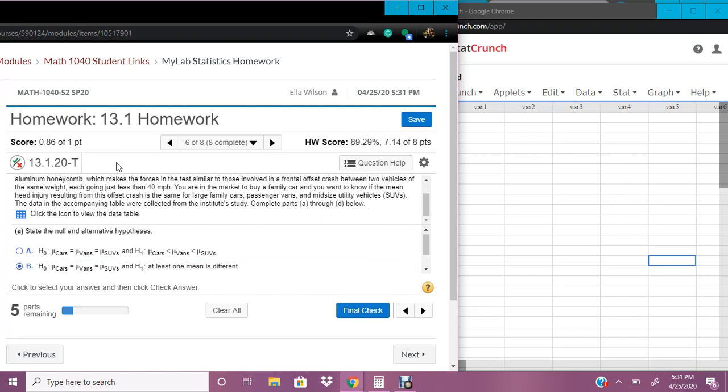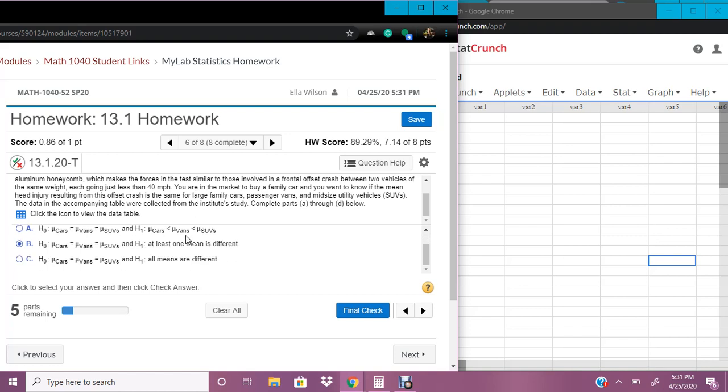And then you're basically saying which one's safer: SUVs, passenger vans, or large family cars. This one's actually the right one. So all of our means will be the same for our null hypothesis, and for our alternative, at least one is different, and that is what we do for ANOVA.